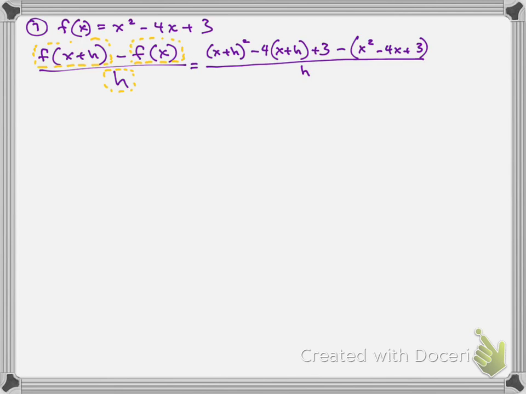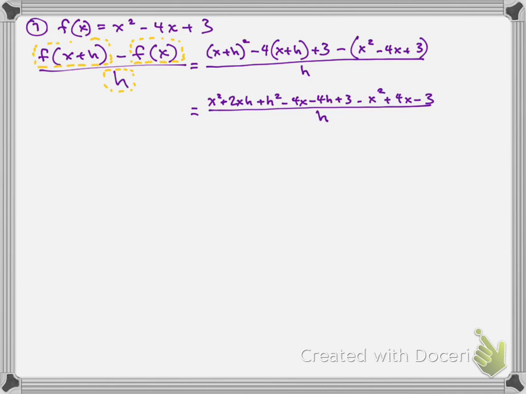Eche. All right, x plus h squared is x squared plus 2xh plus h squared, because that's x plus h times x plus h. Distribute the negative 4, we get negative 4x minus 4h. Minus x squared plus 4x minus 3, when we distribute the negative to f of x. All this is divided by h.